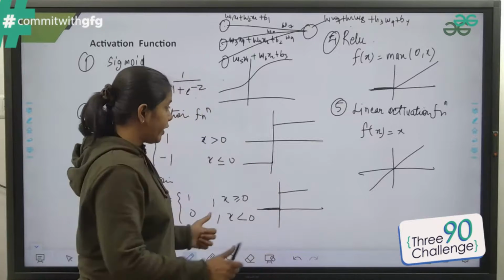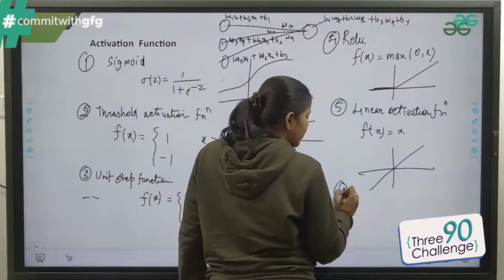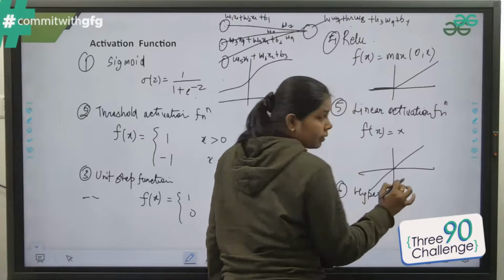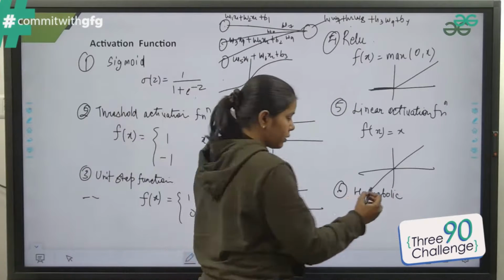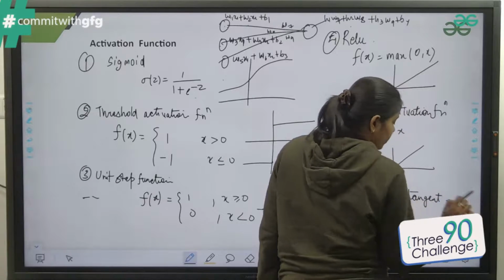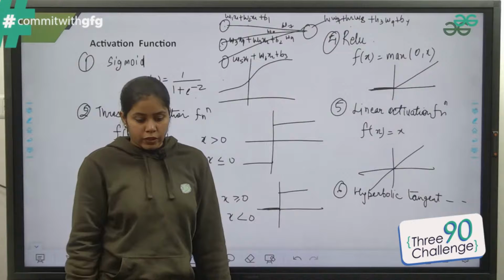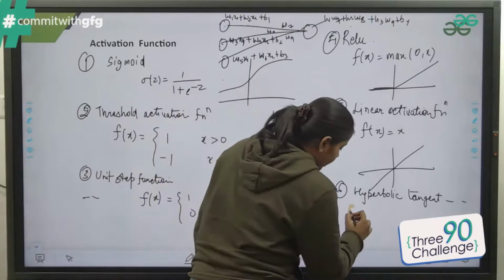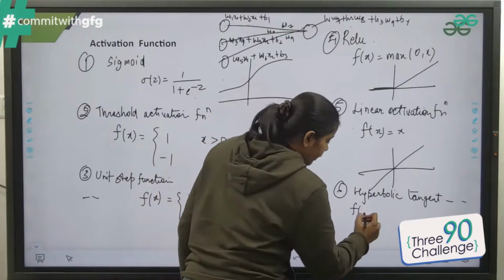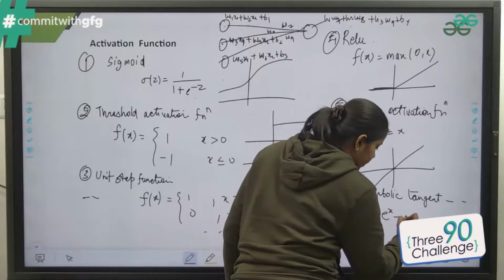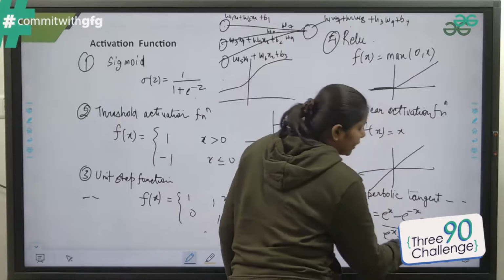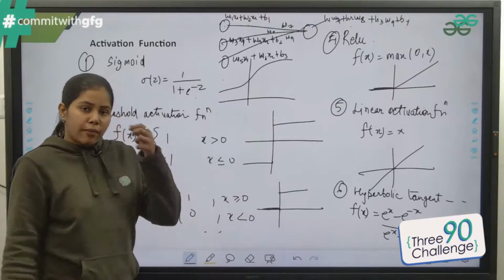Okay, next we have this last activation function. There are many more, but I told you the famous ones. That is the hyperbolic tangent activation function, which you call tanh as well. How would we define it? f of x is equal to e to the power x minus e to the power minus x, upon e to the power x plus e to the power minus x. And it would give me a value between minus 1 and 1.